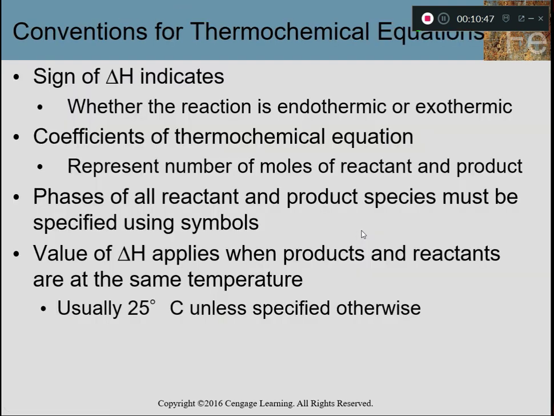Okay, so what are some conventions? First off, you know that delta H indicates a sign, indicates the direction, whether it's exo or endo. Exos are negative, and endos are positive. The coefficients in the thermochemical equation represent the number of moles of the reactants or products. Phases matter. If you're looking at a reaction, one that has a liquid and one that has a gas, they're going to give different amounts of total energy. So basically making sure that the phases are specific. And the values of delta H when products or reactants are the same temperature, we're going to deal with in the next video. We'll talk about the numbered delta H's that are tabulated for you, but we're going to do them as standard conditions, usually 25 degrees Celsius.